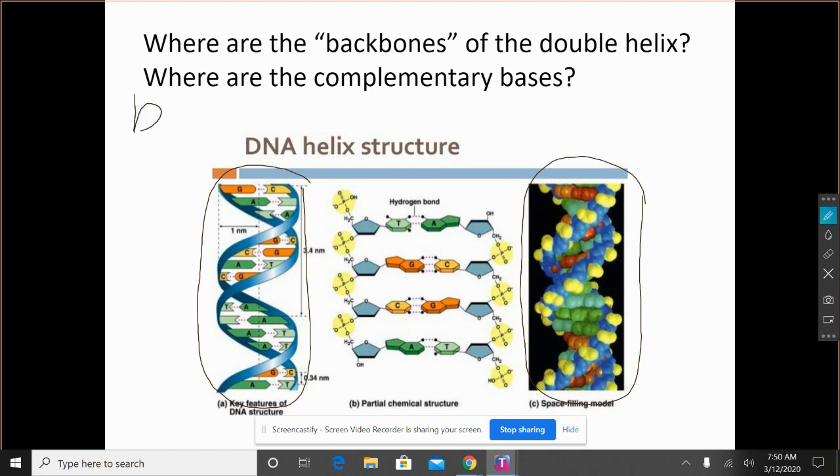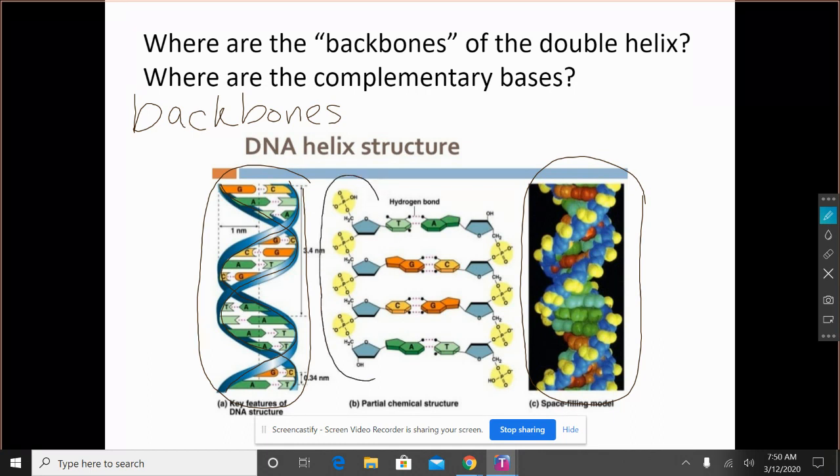So we can talk about the backbones. And these are like the sides of the ladder. So if you look at this, this would be a backbone right here. And then the other backbone would be here. So it's like the two sides of the spiral ladder. And what I want to show you here in this middle diagram is what those backbones are made up of.